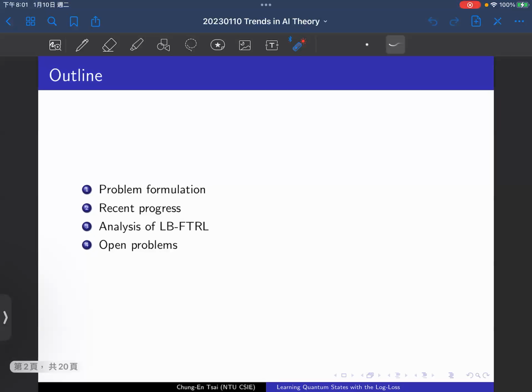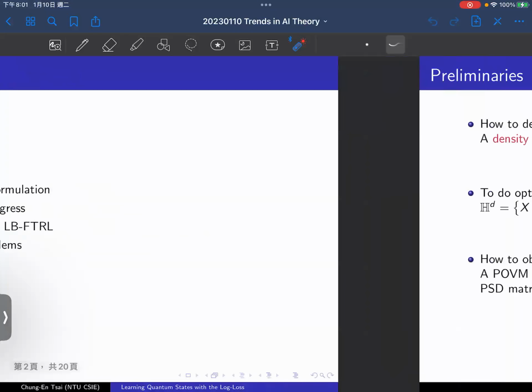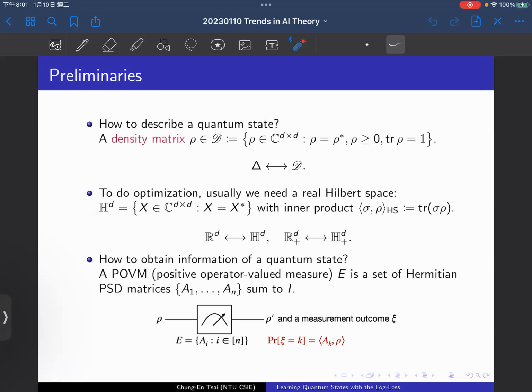Okay, before we introduce the problem, since we are talking about quantum states, we need some mathematical formulation of a quantum state. So here's a one-page preliminaries. First, we need to know how to describe a quantum state. What is the mathematical formulation of a quantum state? In quantum mechanics, a quantum state is represented by a so-called density matrix. It is a complex D by D matrix that is Hermitian, positive semi-definite, and with trace equal to 1. This is the definition of a density matrix.